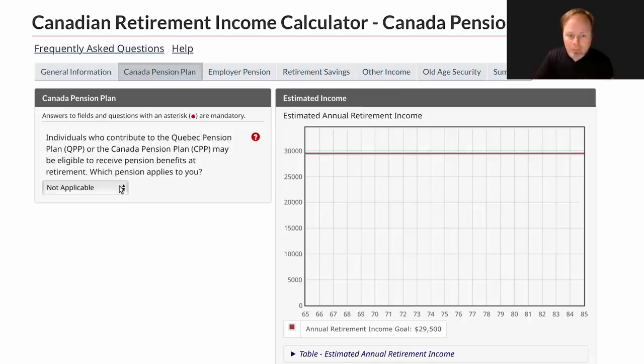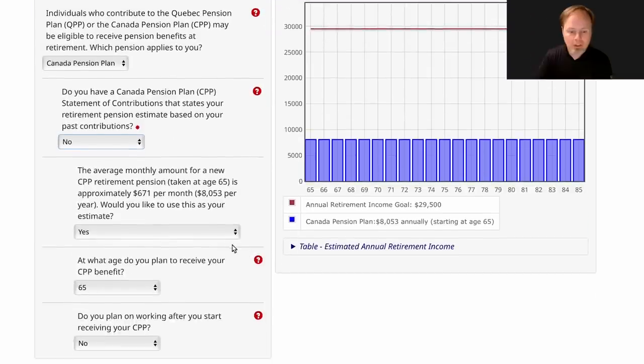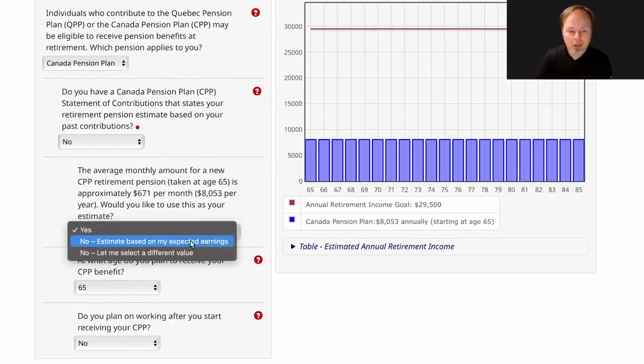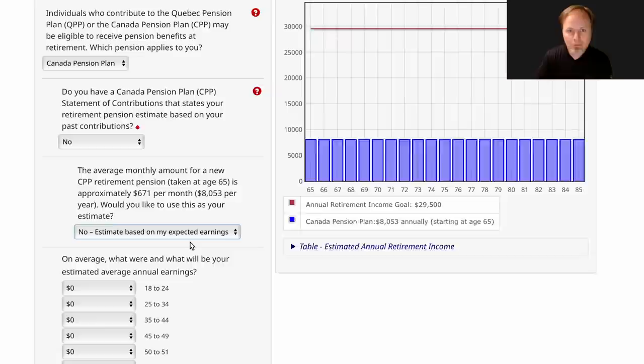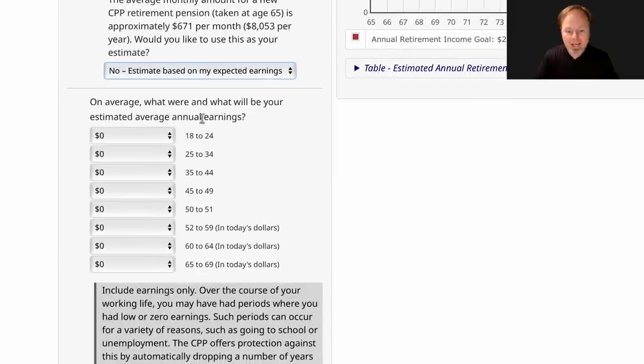And for these drop-down lists, you'll pick the pension plan that's applicable to you, Canada Pension Plan or Quebec Pension Plan. And here we're going to state that we do not have the Statement of Contributions because I want to force the question or the answer in the next one, which is estimate based on my expected earnings. So it will provide you with this list here. The ages might be a little bit different because it will have this point here of your current age, and then these are your future ages.